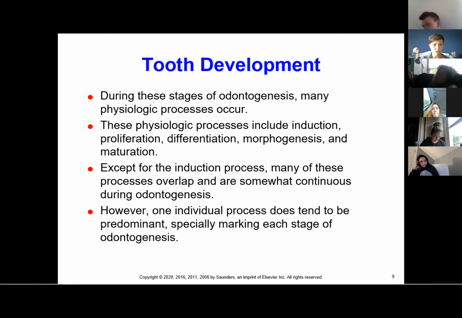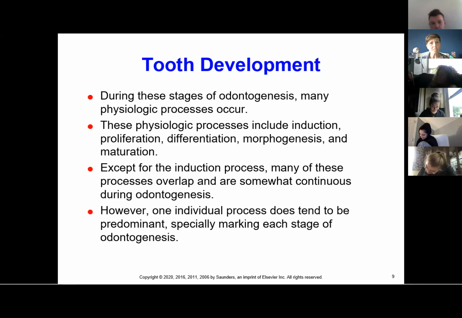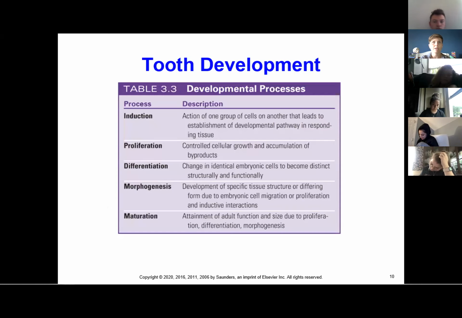We just talked about them in all of the other chapters, right? So, except for the induction process, many of these processes overlap and are somewhat continuous during odontogenesis. However, one individual process does tend to be predominant, and especially marking each stage of odontogenesis. So something happens to make it each stage.